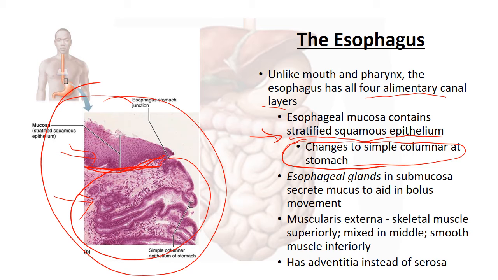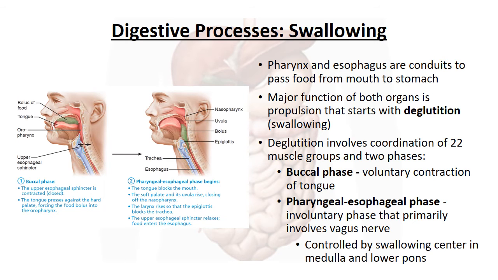We have esophageal glands in the submucosa that also, again, help secrete mucus, right? And then on our tunic, the muscularis externa, you've got skeletal muscle in the top part of the esophagus. It's mixed with smooth muscle in the middle, and then you've got entirely smooth muscle at the inferior portion of the esophagus where it comes up right next to the stomach. All right, so let's look at the digestive processes.